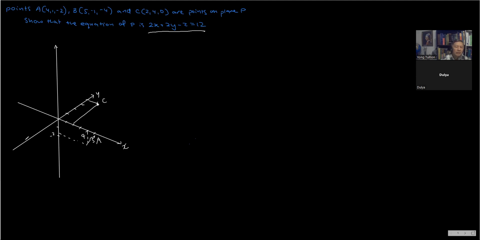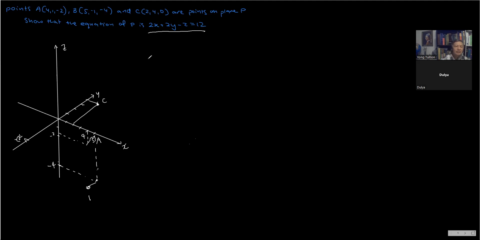Z equal to -4, somewhere here. Z equal to -4, and y is -1. So this is y. Somewhere here, can you see? So that's A, B, C. That's roughly where these 3 points are, and these are on the plane.